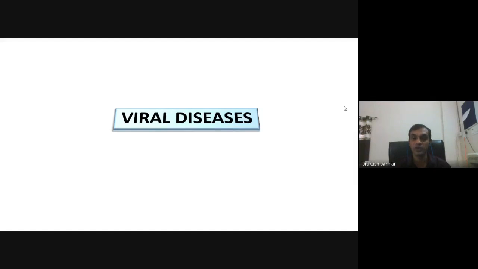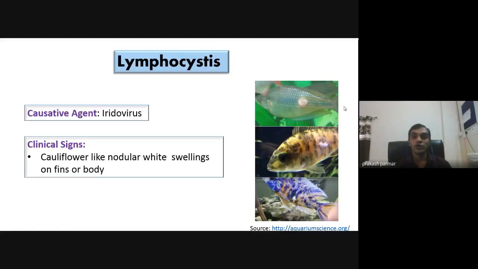Let's see some of the viral diseases. An important one is lymphocystis disease. Its causative agent is iridovirus. Here in the fishes, you can see cauliflower-like nodular white swelling. Whatever you are seeing in the photographs, that cauliflower-like growth forms outside the fish, on the skin.